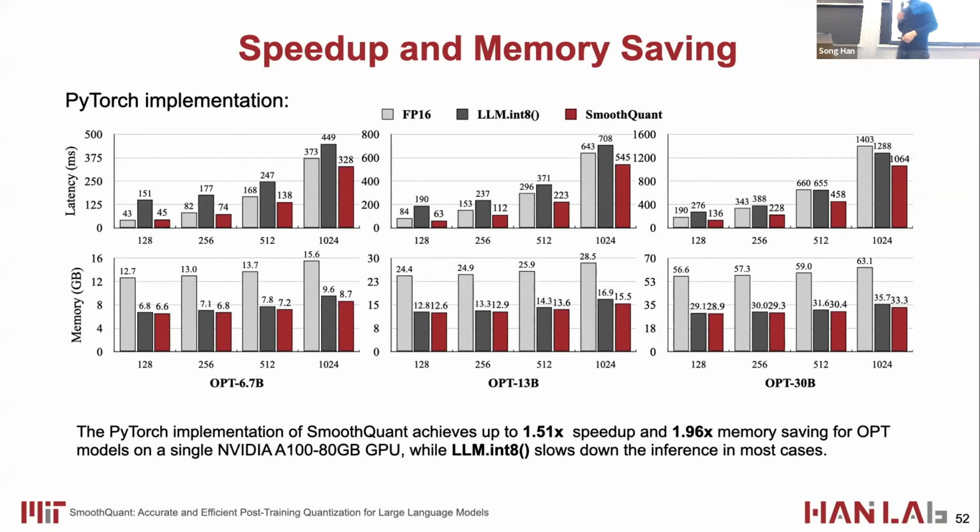For LLM.int8() across multiple scenarios, like here, it's actually slowing down the inference due to the mixed precision with both FP16 and int8. So by pushing everything to int8, it's possible to get pretty good speedup, and also use half the GPU memory compared with the FP16 counterpart. And this is using a single 80 gigabyte GPU.